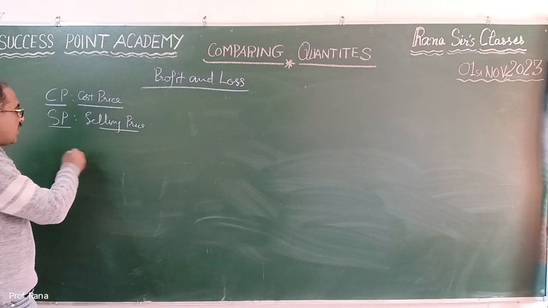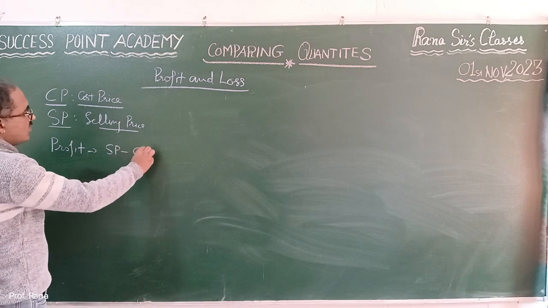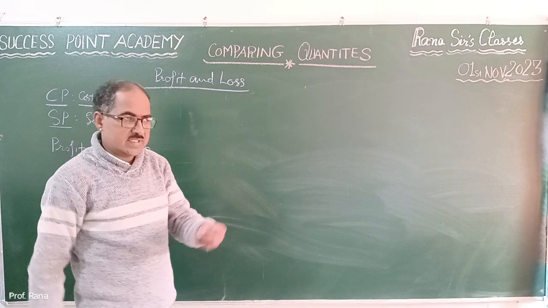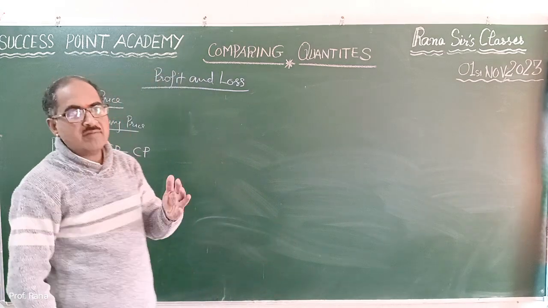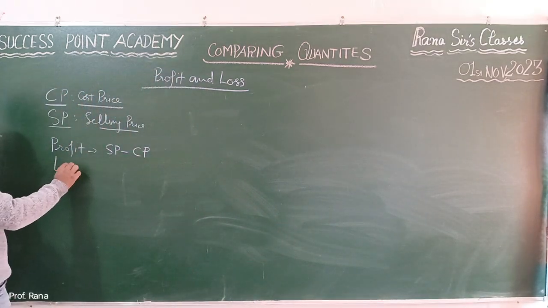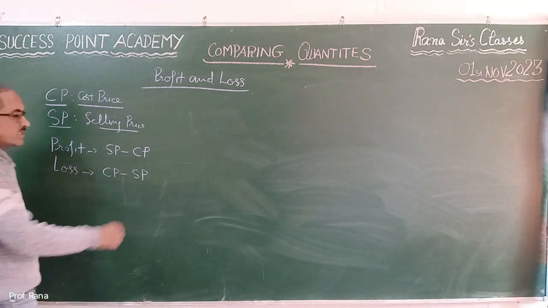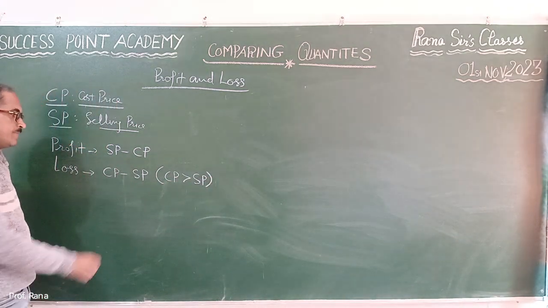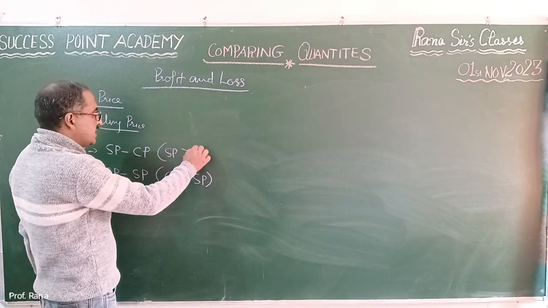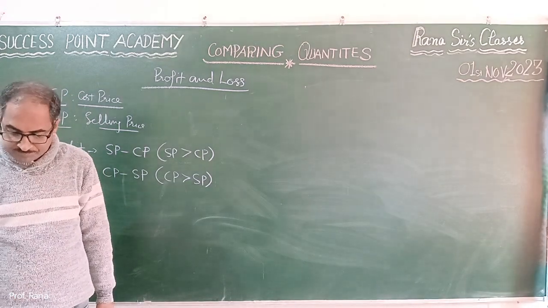Then we have profit. Profit is nothing but selling price minus cost price. The price at which we sell, subtracted by the price at which we have bought it. Loss is what? Cost price minus selling price. If cost price is more, CP is more than SP, then we have loss. If SP is more than CP, then we have profit. So you should note them.